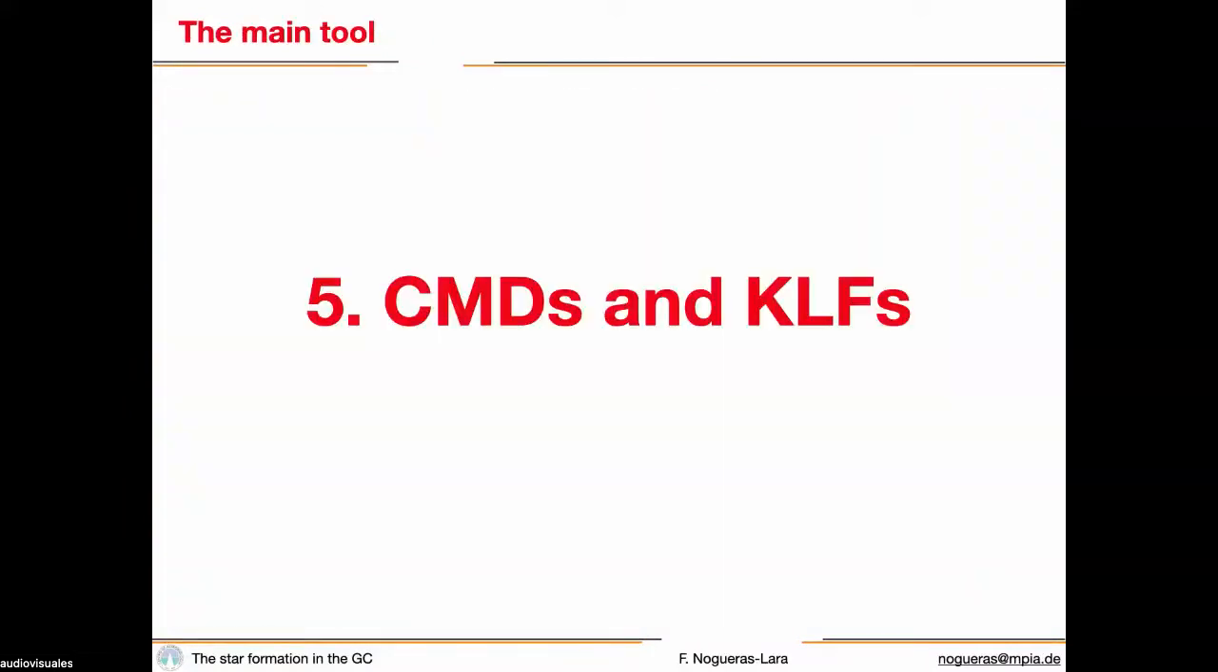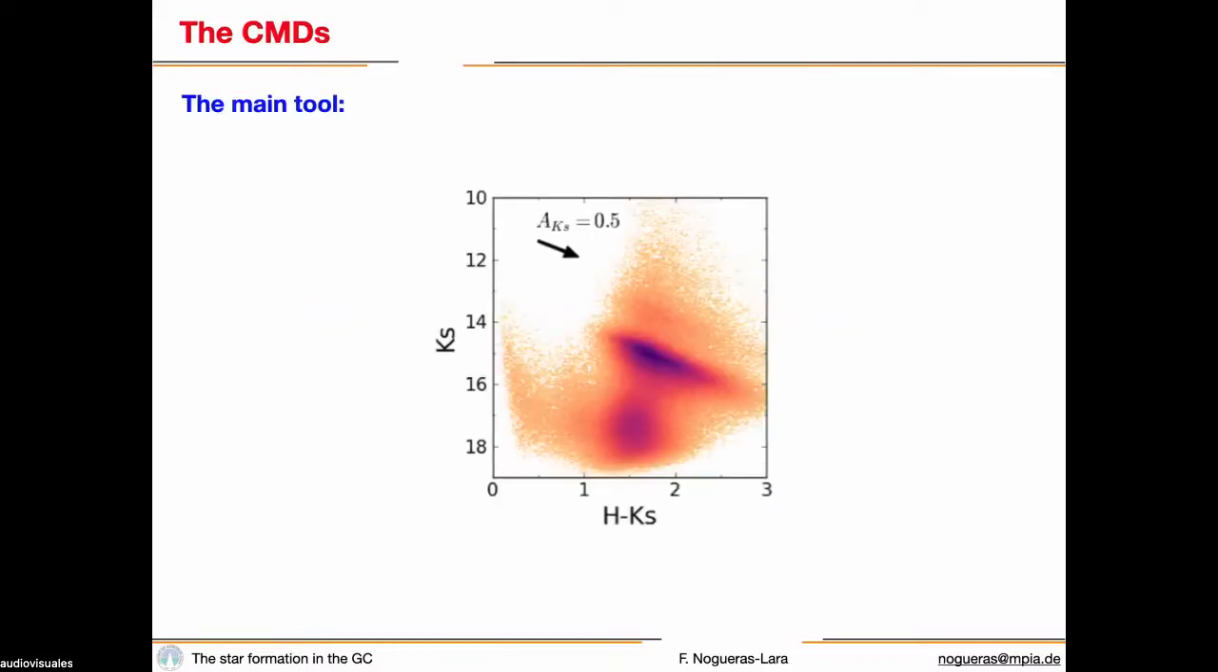So we have the data set now, and we need to know the tools to work with this. We are going to have 2 main tools. The first one is the CMDs, color magnitude diagrams. And the other one is luminosity functions, particularly in K-band, because it's where we are going to have the lowest extinction. So this is a color magnitude diagram, particularly here I'm showing Ks versus H minus Ks, and you can see how we have different features here.